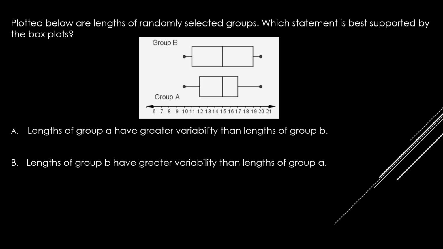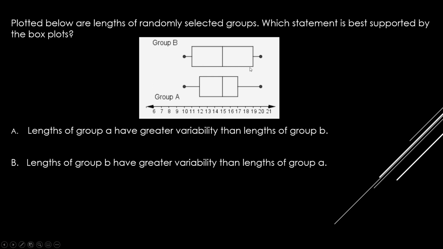All right, next question. So on this one here, we have this box plot, and the lengths are randomly selected groups. Which statement best supports these box plots? So notice how B has a much wider box than A. Okay, so we are talking about variability, and when you're looking at box plots with variability, whichever box has a longer box, that one will have more variability.